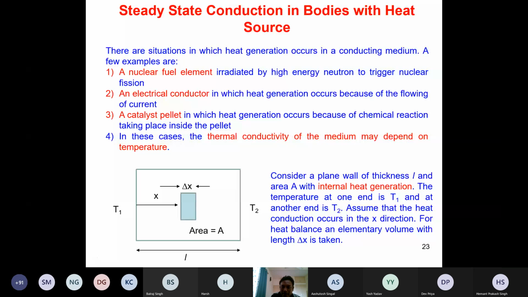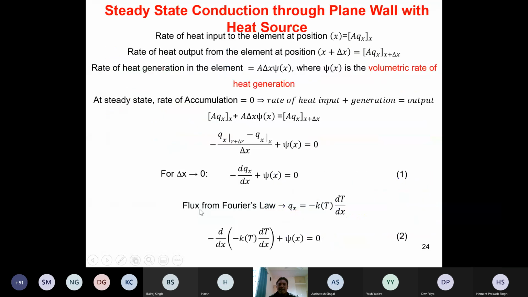As I said, whenever there is a generation term, whenever there is an accumulation term, whenever there is a temperature-dependent thermal conductivity, whenever there is a variable area, in all such cases we have to make a shell balance. Now here the area is constant, but there is a heat generation term. There is no accumulation, but there is heat generation. Therefore, we still need to make a shell balance here. So let's have a shell balance here.